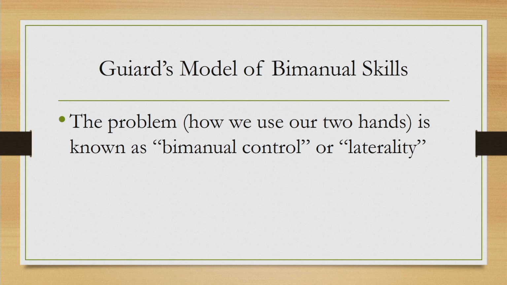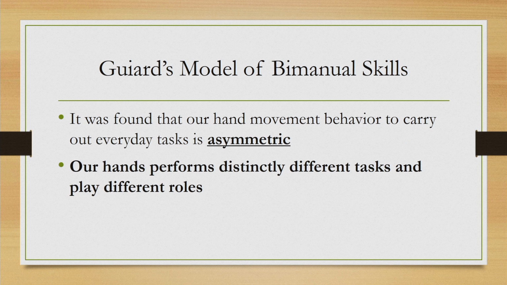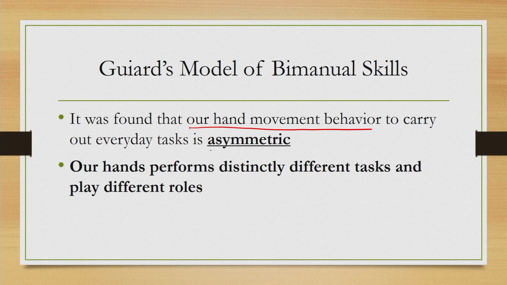So, the problem is how we use our two hands. We need to know that, that is our problem. Now, this problem is broadly known as bimanual control or laterality. So, how we use our two hands is a problem that is more popularly known as bimanual control or laterality. What has been found in the research is that we do not use both the hands in the same way. So, there is some asymmetric usage. Our hand movement behavior is asymmetric.